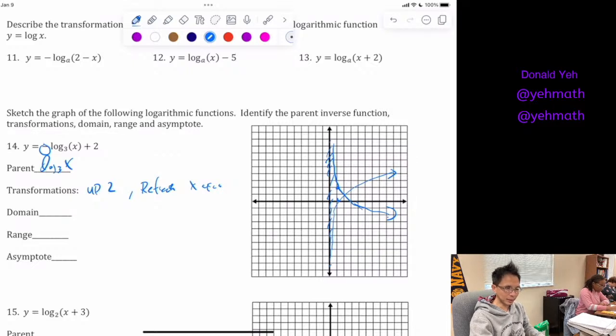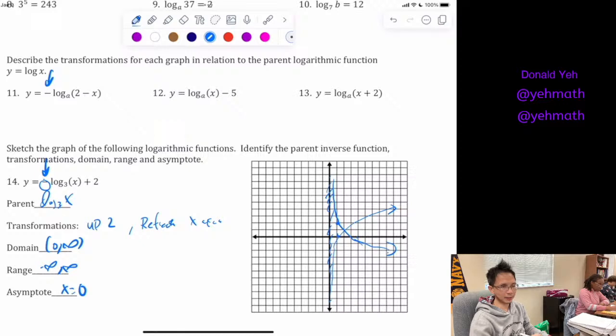So domain is going to be from 0 to infinity. Range is going to be negative infinity to infinity. Asymptote is x equal to 0. How do you know to reflect it on the x-axis instead of the y? Because there's a negative sign in front of the parent function. Just like this. This negative sign does too.